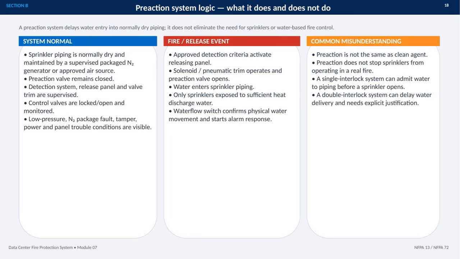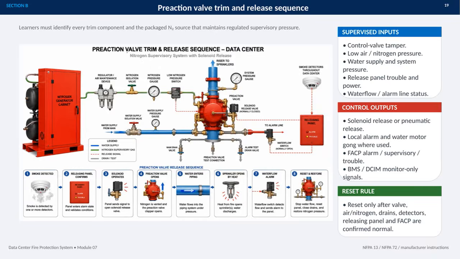A single interlock system may admit water before a sprinkler opens, while a double interlock system can delay delivery and therefore requires explicit justification. These principles align with NFPA 13 and NFPA 72. This section focuses on the preaction valve trim and the sequence that allows the system to release safely. The key learning objective is that I should be able to identify every trim component, along with the packaged nitrogen source that maintains regulated supervisory pressure.